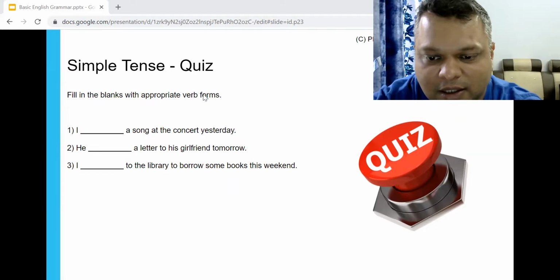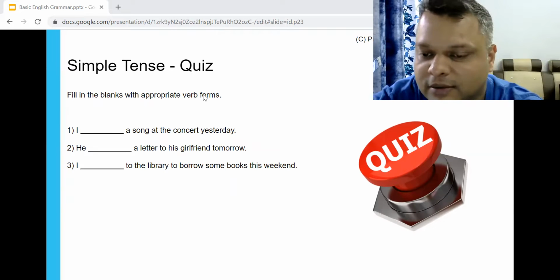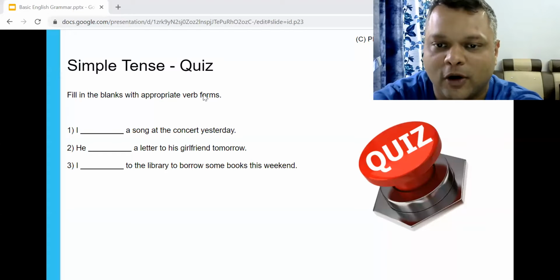And last is, I will go to the library to borrow some books this weekend. Yes, Madhuri, all your answers are right. What about the other guys? Where are your answers? Come on, please post them or come on the call and just share it with me.